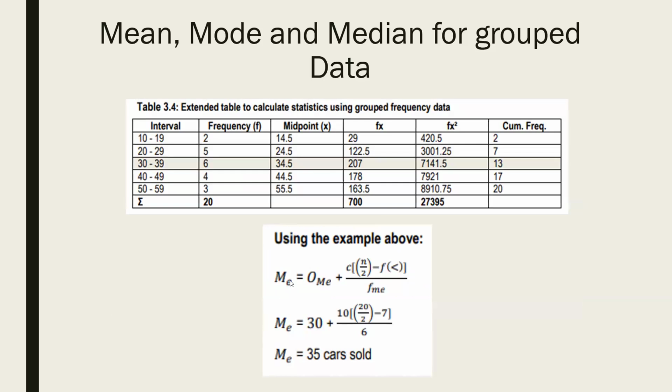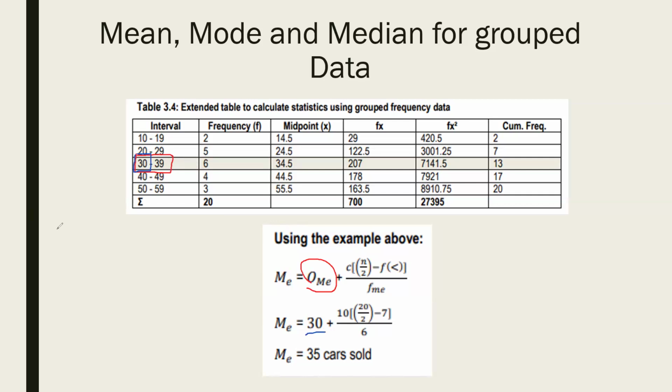ME, which is the median, is equal to OME, which is the lower limit of the median class, plus C, which is the class width, open bracket, N, which is the sample size, over 2 minus F less than, the cumulative frequency before the median class, over FME, which is the frequency of the median class. So what you are doing here, how do we find OME? Our median class is this one.